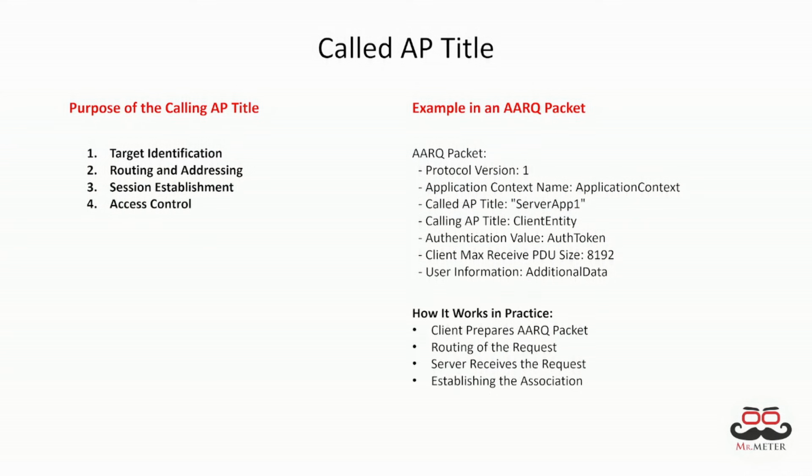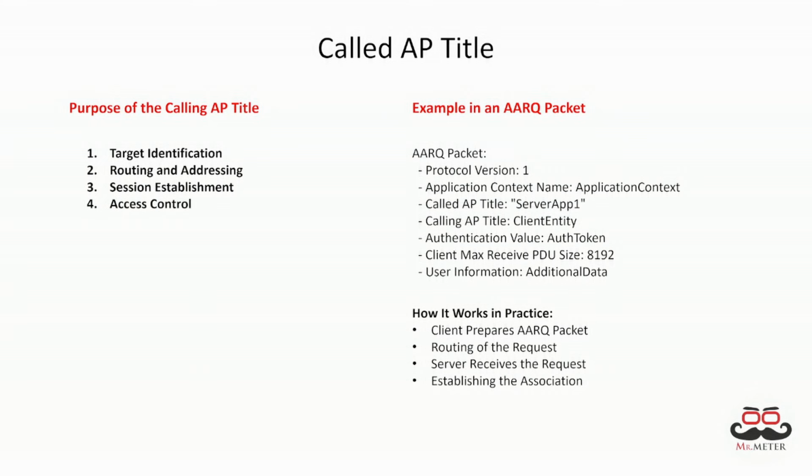Okay, how this works in practice. A client prepares an AARQ packet. The client, or initiating application process, includes the called AP title in the AARQ packet, specifying the intended recipient of the association request. Routing of the request: the network or system uses the called AP title to route the AARQ packet to the correct destination, ensuring it reaches the intended server or application.